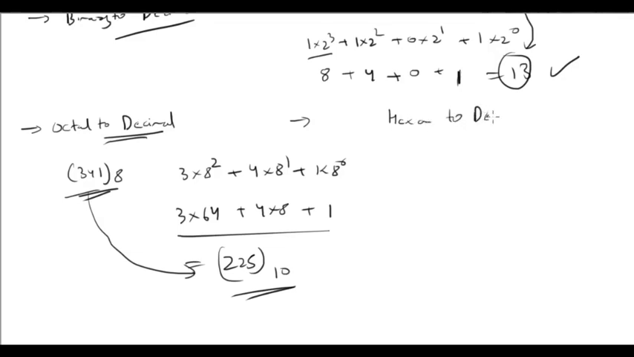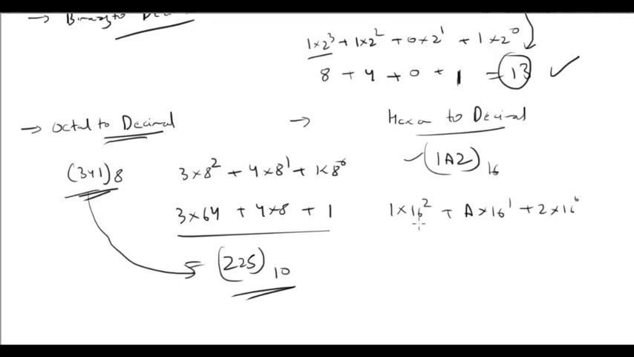Hexa to decimal. Okay, we have given 182 base 16, that is, it is a hexadecimal number. Now converting this: 1 into 16 square plus A into 16 power 1 plus 2 into 16 power 0. 16 square is 256, plus A is given as 10, 10 into 16 is 160, plus 16 power 0 is 1, 1 into 2 is 2. Therefore, on calculating this, we will get 418 as the answer.